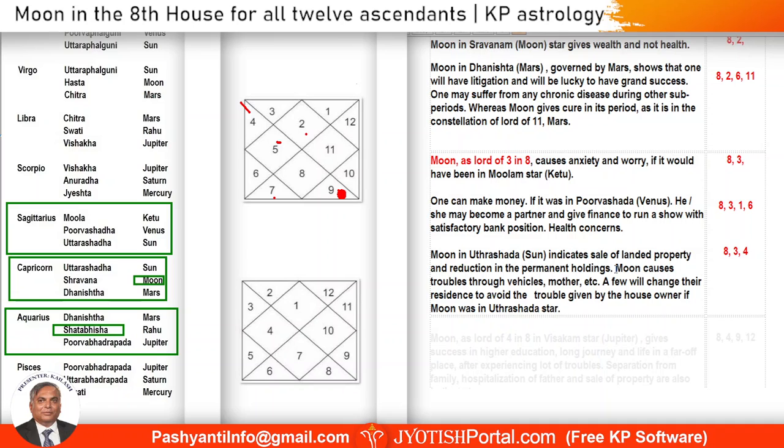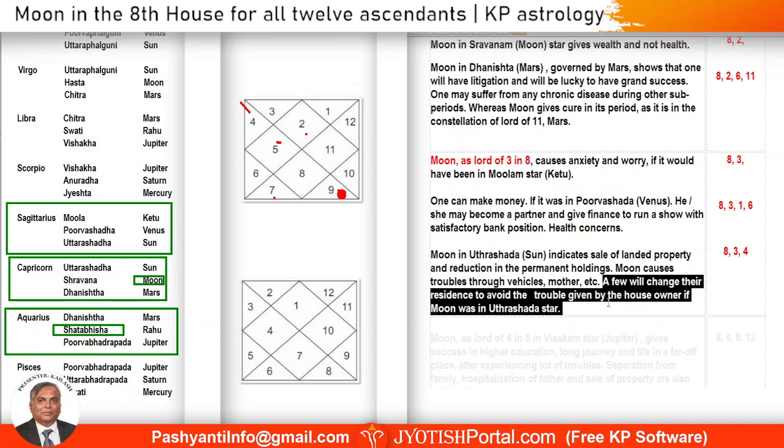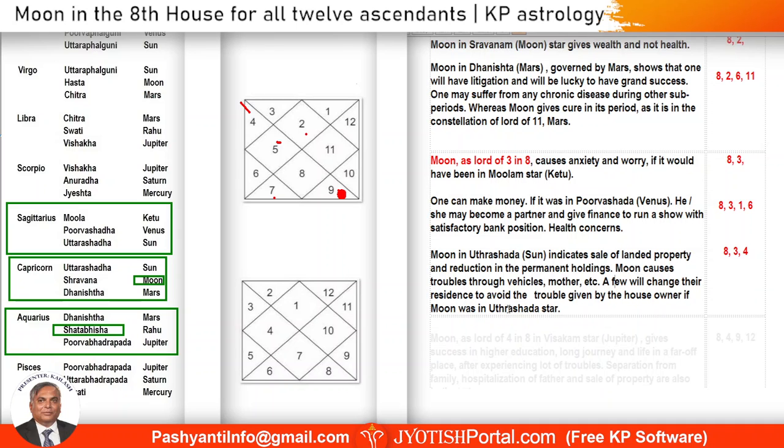Apart from that, this eight is involved with the fourth and these houses, so the shadow of the eighth house is there. That's why he mentioned that Moon causes trouble through vehicles and mother, because the fourth house is there and Moon is also a significator for mother. And then you see these lines are very important, where he says a few will change their residence to avoid the trouble given by the house owners, if Moon was in Uttarashada star, that's in Sun star.